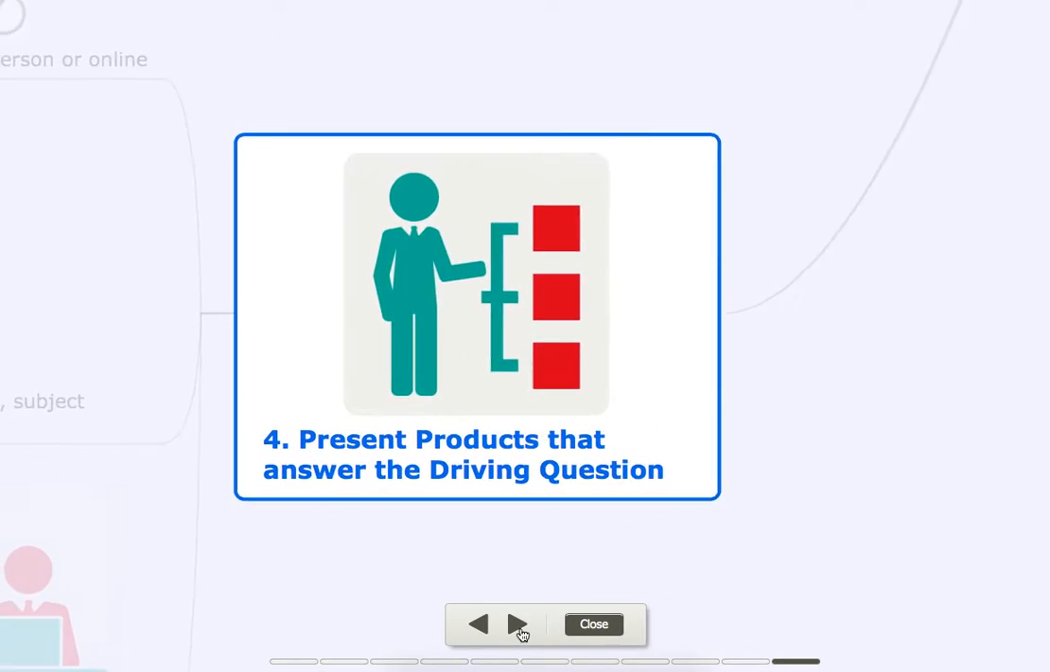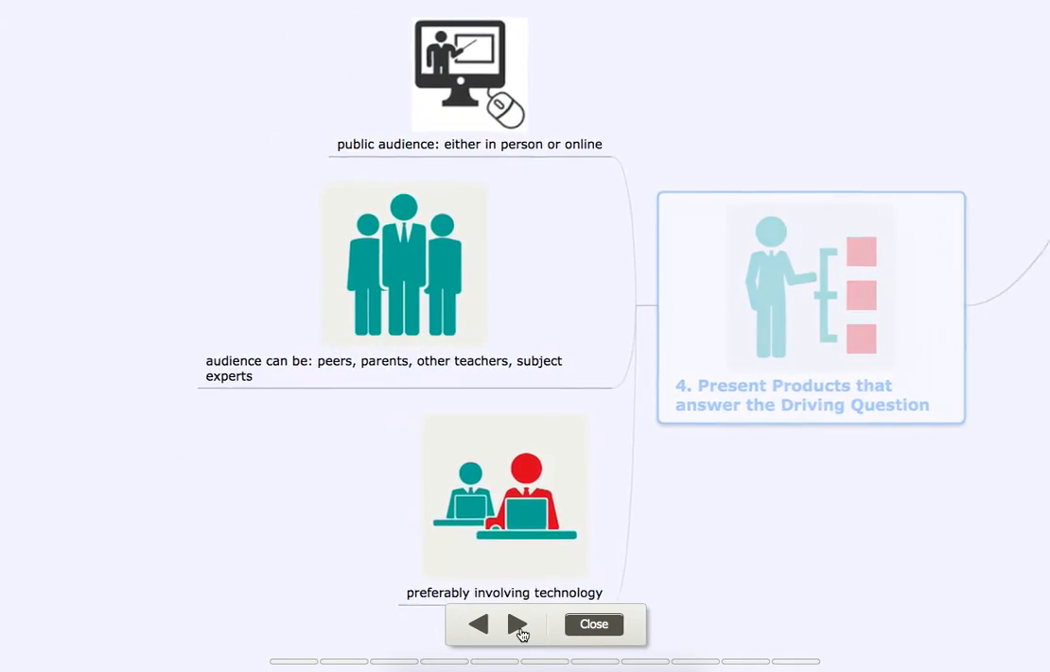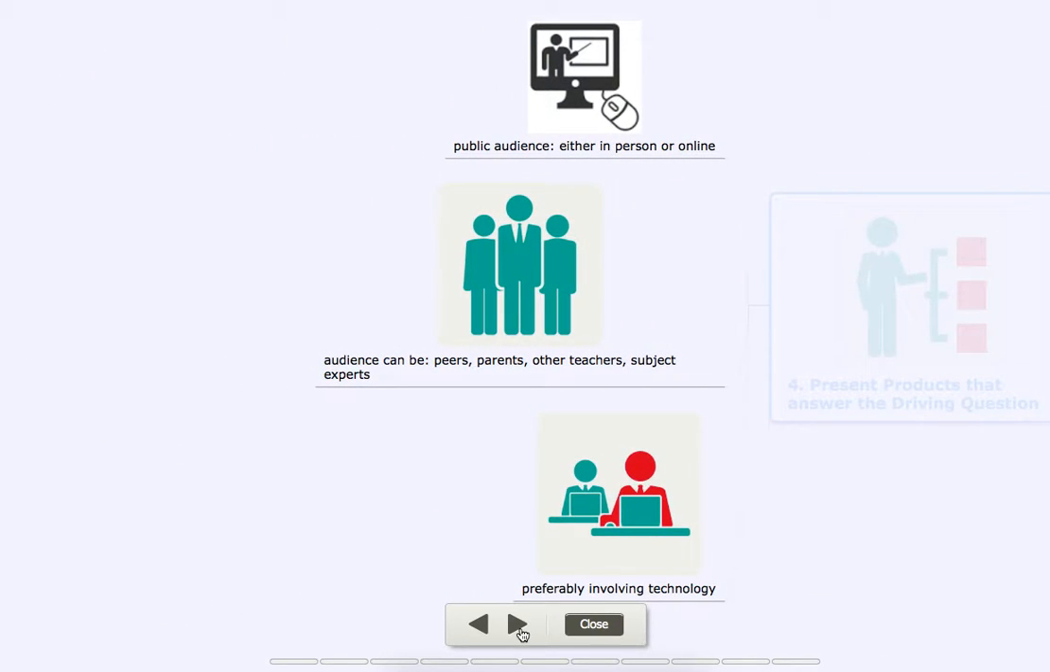Which takes us to the fourth and final stage in a unit. This is when they actually get to do the presentation. Again, don't forget, the key thing is how they are going to demonstrate their answer to the driving question that was formulated back in stage 1. The key element is that it has to be a presentation to a public audience.